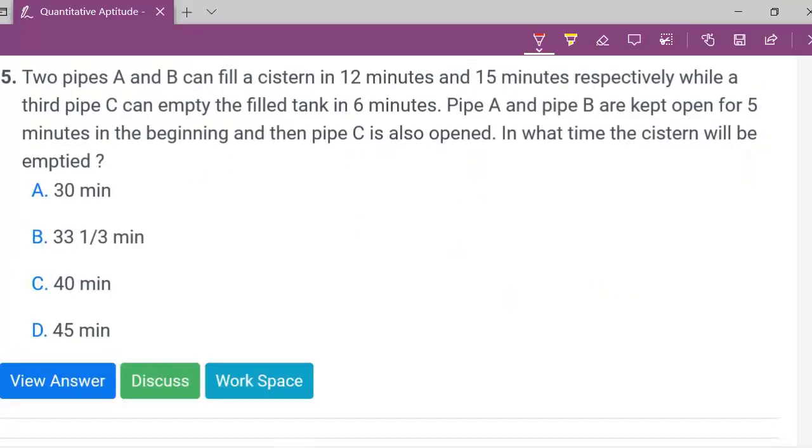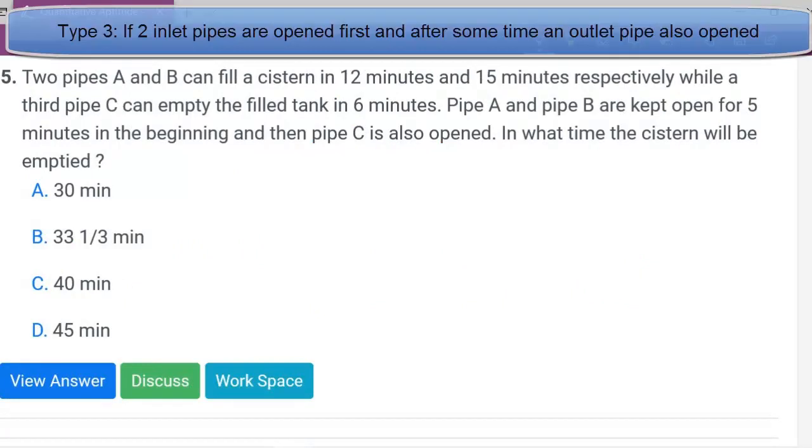So here we have another question. Two pipes A and B can fill a cistern in 12 minutes and 15 minutes respectively, while a third pipe C can empty it in 6 minutes. Pipe A and pipe B are kept open for 5 minutes in the beginning, and then pipe C is also opened. In what time will the cistern be emptied?